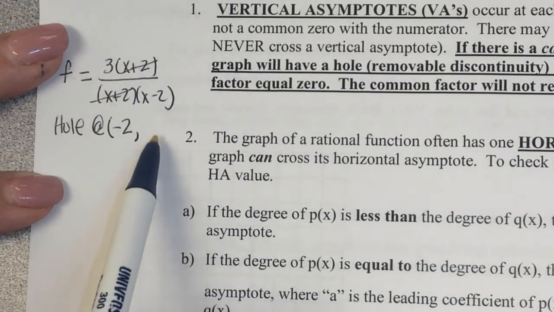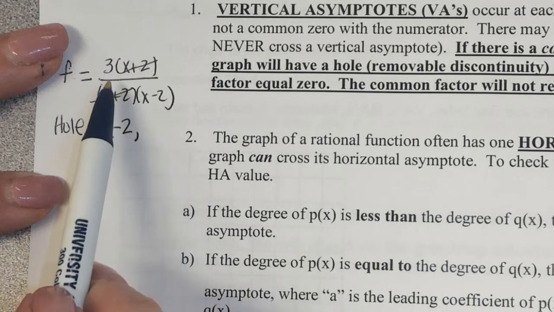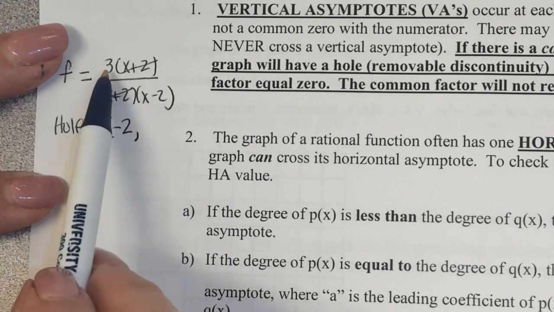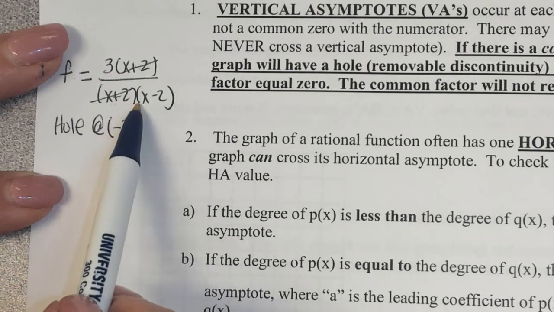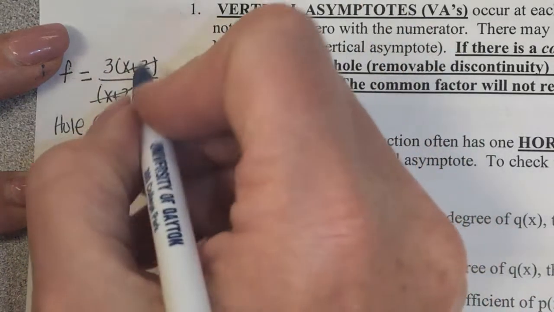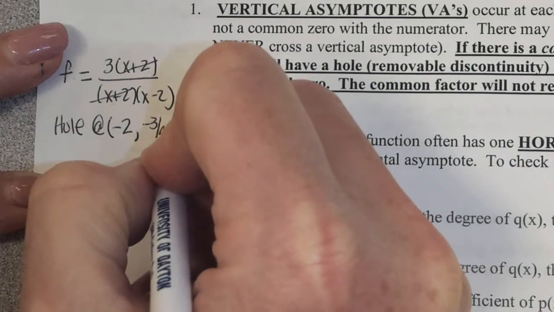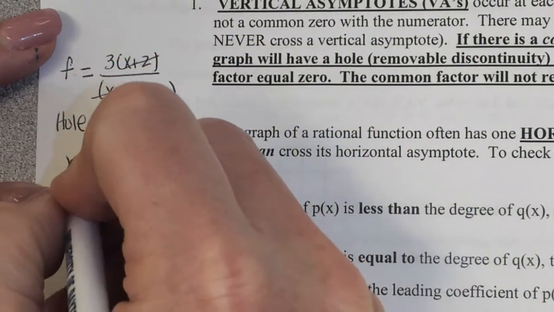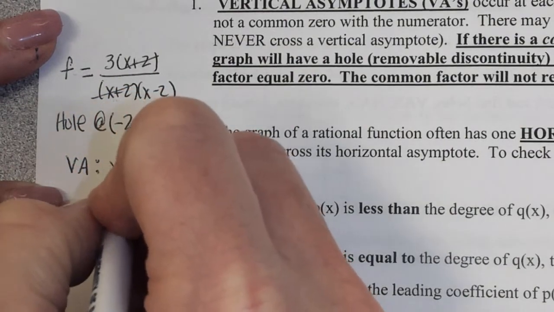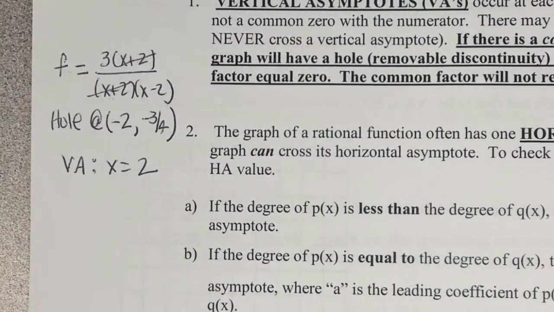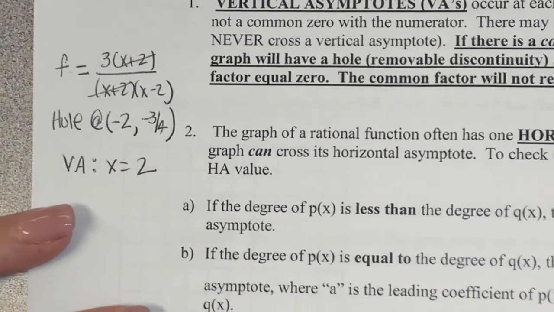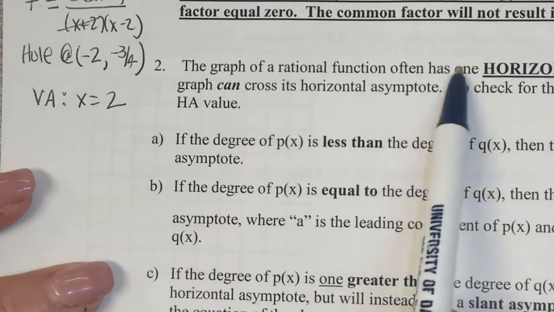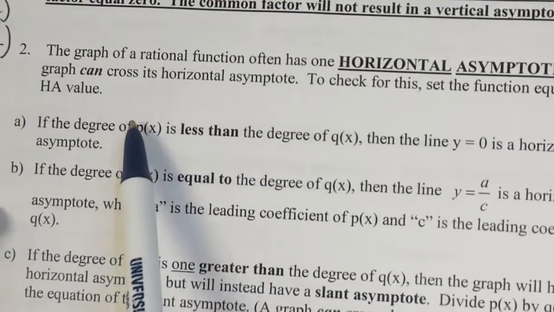To find out the y value, where that hole is going to be, I plug negative 2 back into what's left over. So I would have 3 on the top, negative 2 minus 2 is negative 4, so I'd have negative 3/4. That's where the hole in the graph is going to be. Then we're going to have just one vertical asymptote at x equals 2. Now, we're also going to learn this rule down here about horizontal asymptotes. So I'm going to come back to this problem here in a minute.